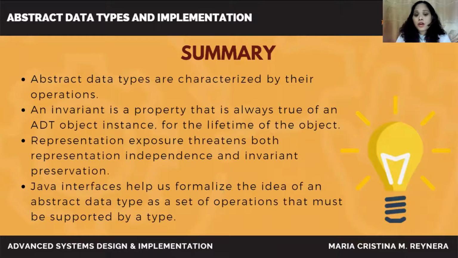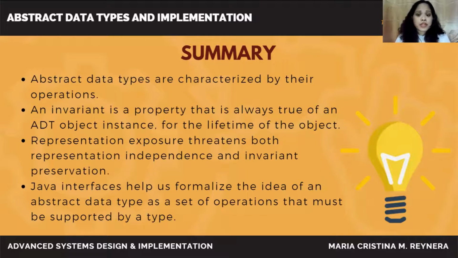So for our conclusion, abstract data types are characterized by their operations. Operations can be classified into creators, producers, observers, and mutators. An ADT specification is a set of the operations and their specifications. A good ADT is simple, coherent, representation independent, and preserves its own invariants. An invariant is a property that is always true for an ADT object instance for the lifetime of the object. Invariants must be established by creators and producers and preserved by observers and mutators.